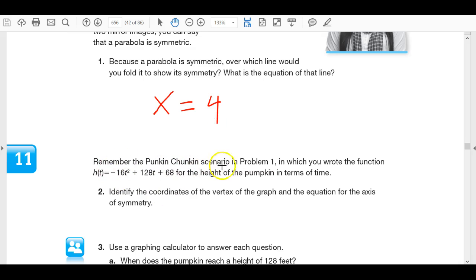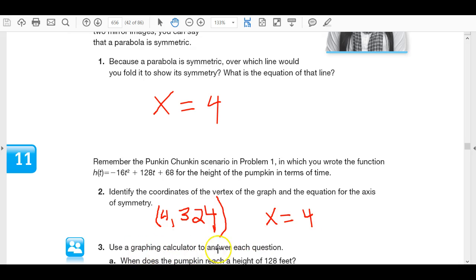And now it says, remember the pumpkin chunkin scenario in which you wrote the function. Identify the coordinates of the vertex of the graph and the equation for the axis of symmetry. So the vertex was at 4, 324, right? And the equation for the axis of symmetry was x equals 4, right? That's where I would fold it.